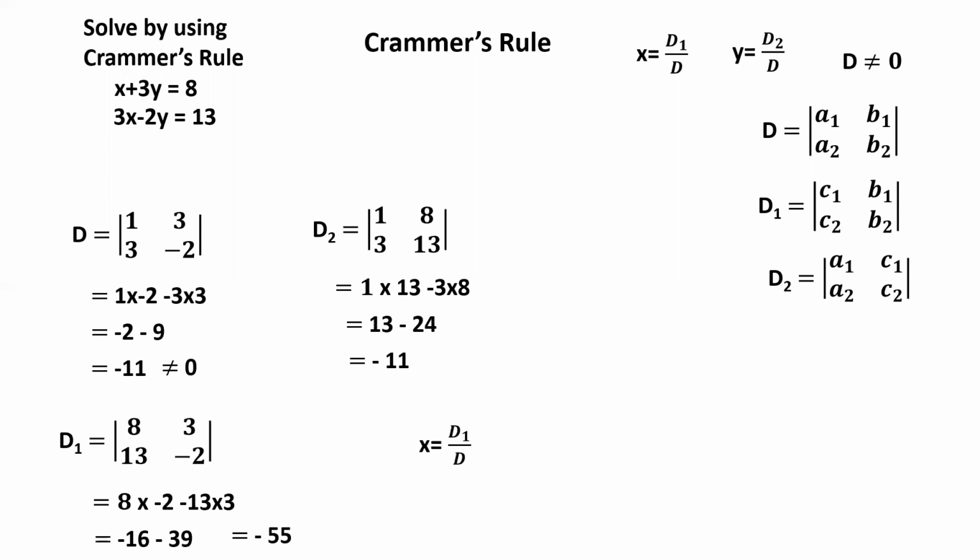Now, let's get the value of x first. We know x is equal to d1 divided by d. D1 we have got is minus 55, and d is minus 11. Cancelling the minus signs, we get just 5. How to get y? Y is equal to d2 divided by d. D2 is minus 11, and d is also minus 11, so the answer is 1. Therefore, the value of x is 5 and the value of y is 1. It's so simple, right?